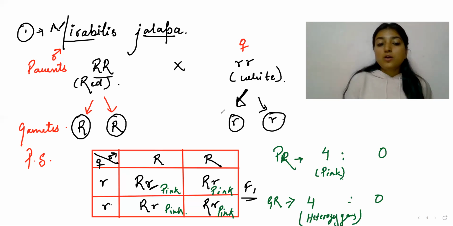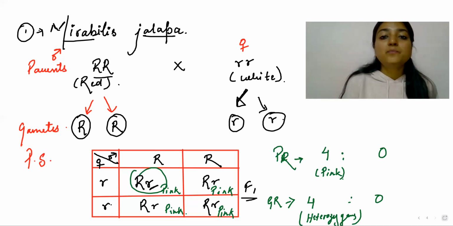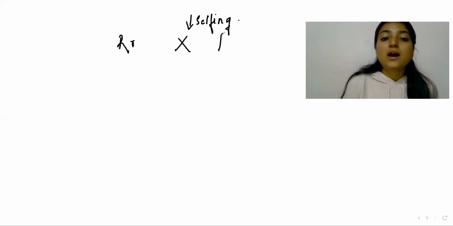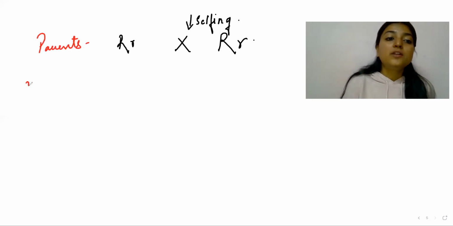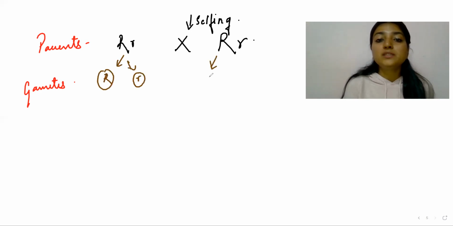Okay, so now we will do selfing of this and this offspring. Now selfing means self fertilization. Here we're doing selfing. So these are now acting as the parents. Now we have to take out the gametes of the parents. Okay, so it will be capital R, small r, capital R, small r.